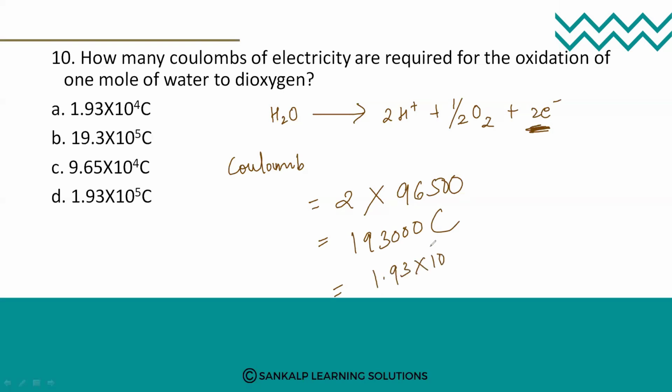So this is 1.93 into 10 raised to 5 coulombs. Which option is it? It is option number D, 1.93 into 10 raised to 5.